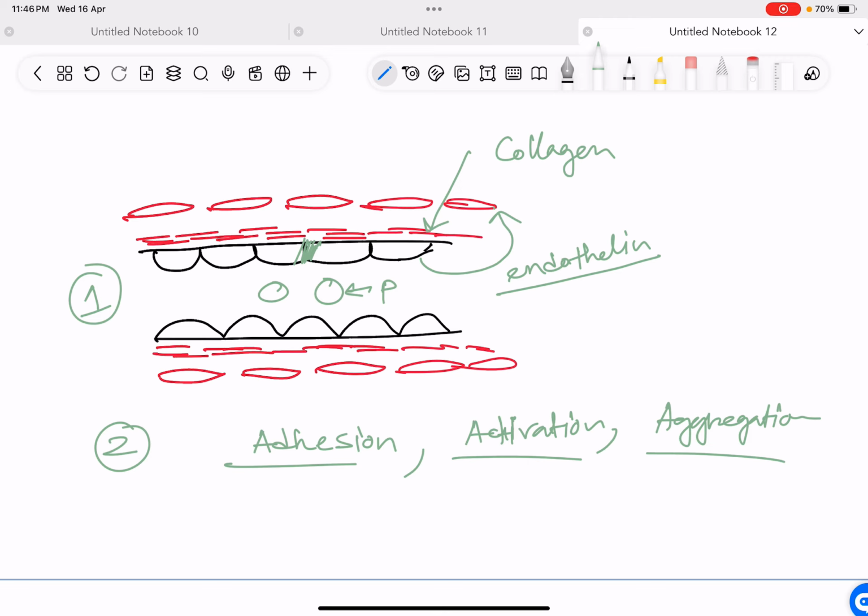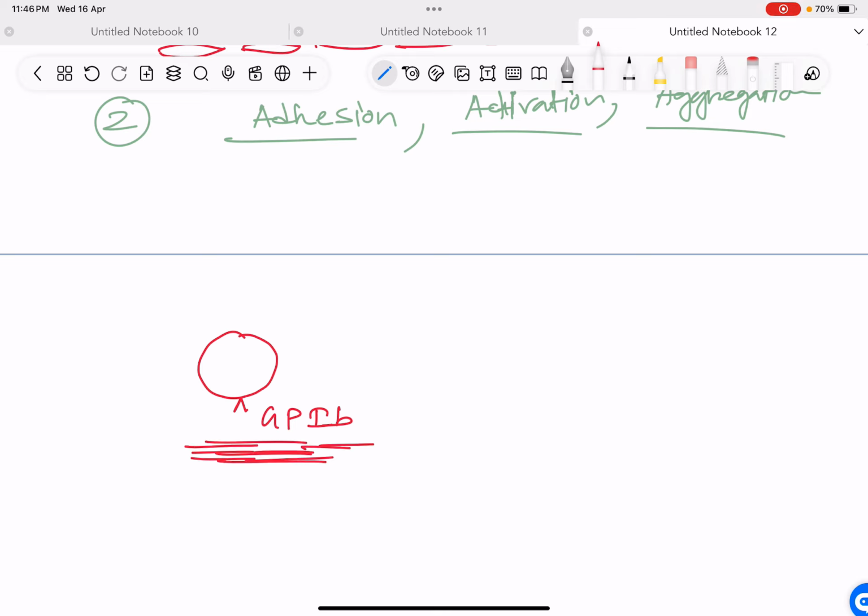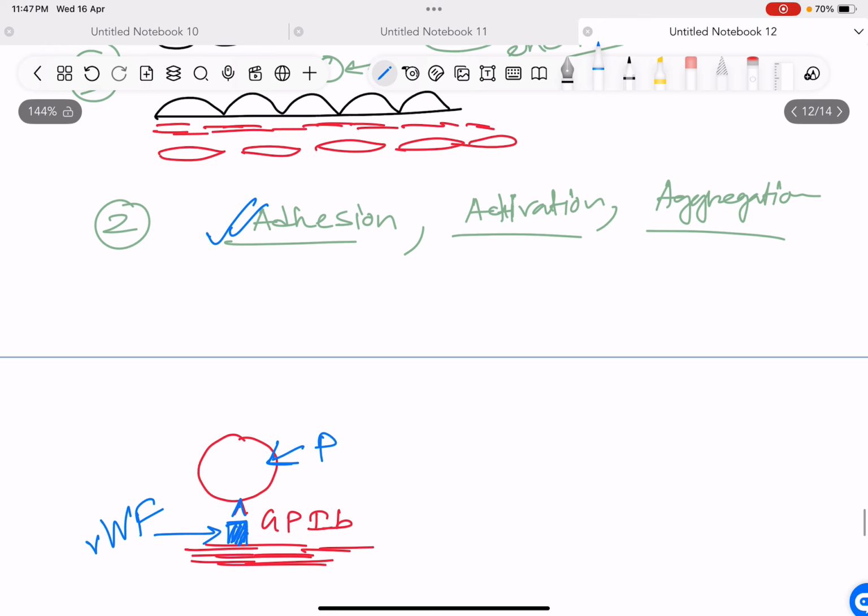So how will the platelet bind with the collagen? The binding process is like this. Suppose this is the platelet. The platelet has a receptor known as GP1B receptor, and the collagen has von Willebrand factor. This is the von Willebrand factor. So platelet, GP1B, then von Willebrand factor. This is platelet adhesion.